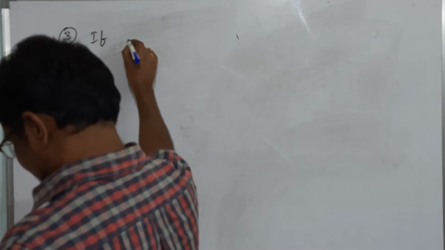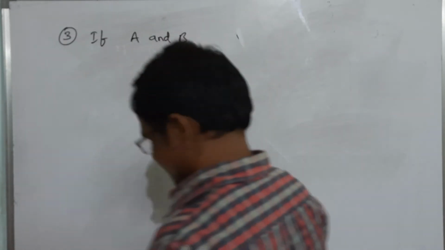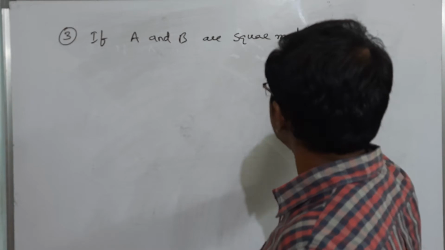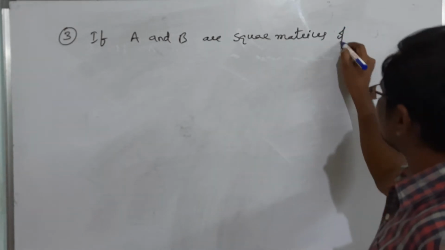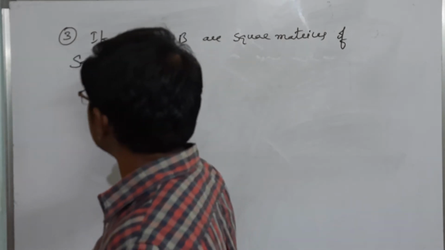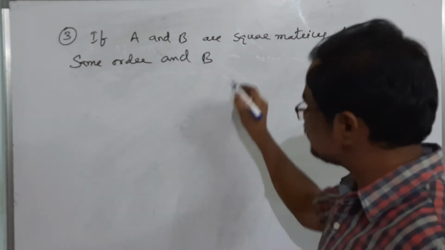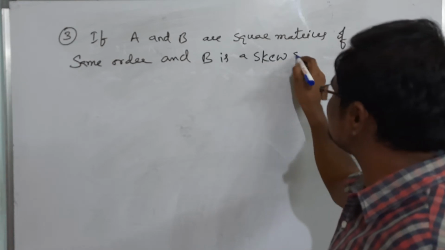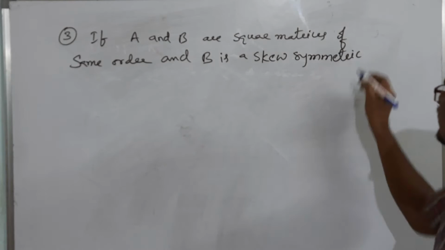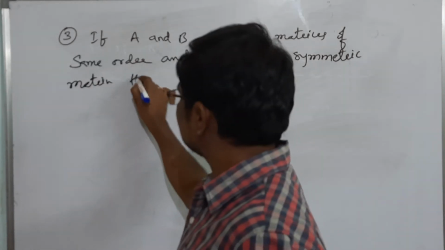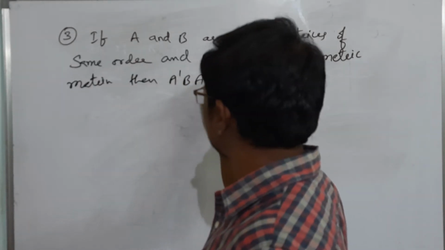So that is the third problem. If A and B are square matrices of the same order, and B is a skew symmetric matrix, then they are asking: A dash B A is.